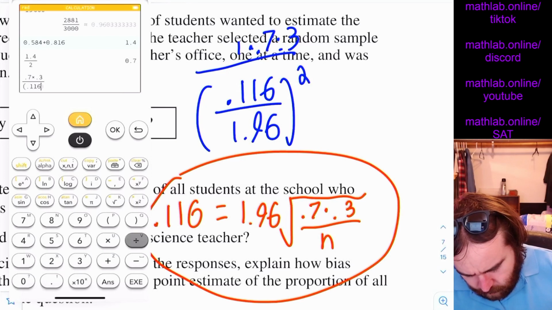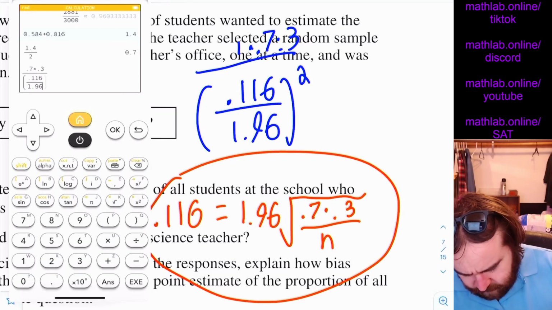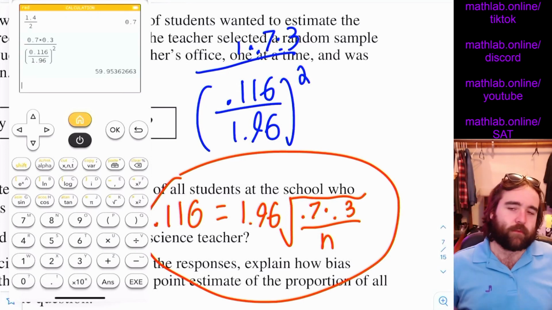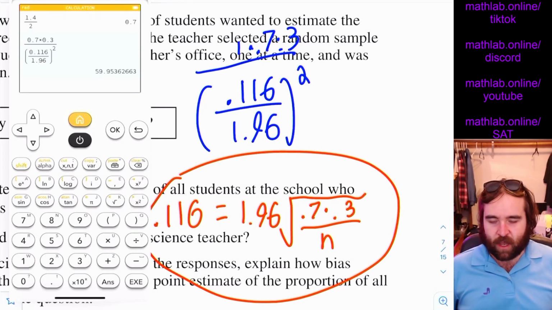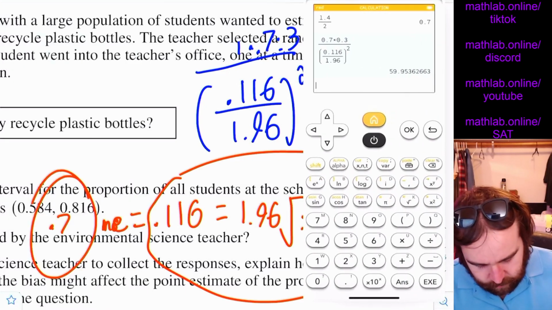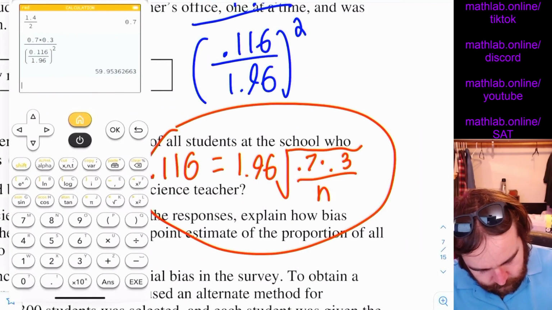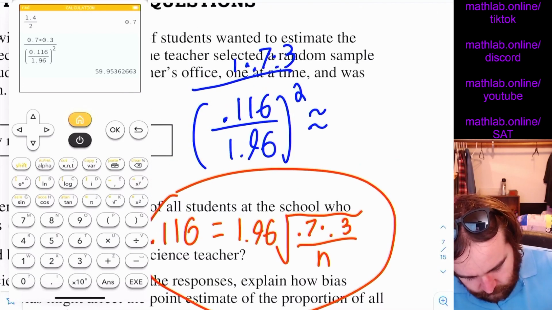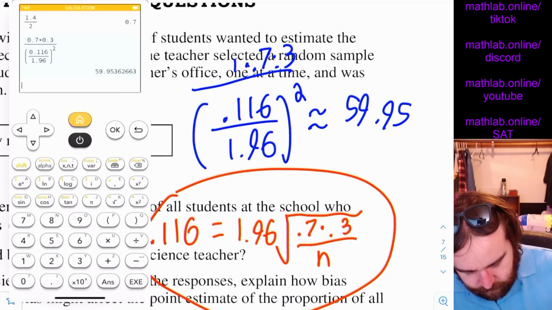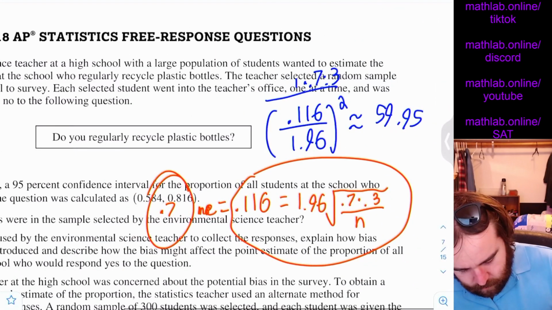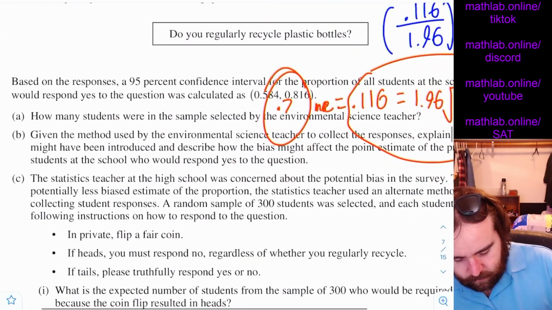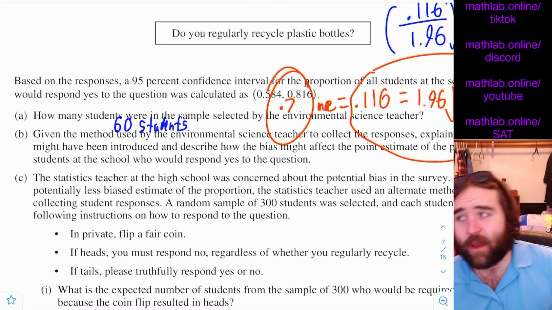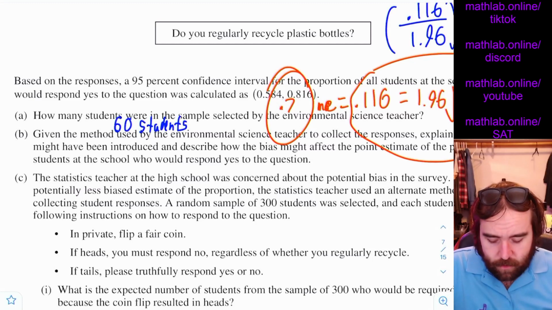0.116 over 1.96 squared. And if that's a decent number, that's a beautiful number. We get 59.95. I think that shows us pretty clearly. So that's roughly equal to 59.95. So we will conclude that she sampled 60 students. That was a good problem because that was just like math. I enjoyed that problem. Okay.